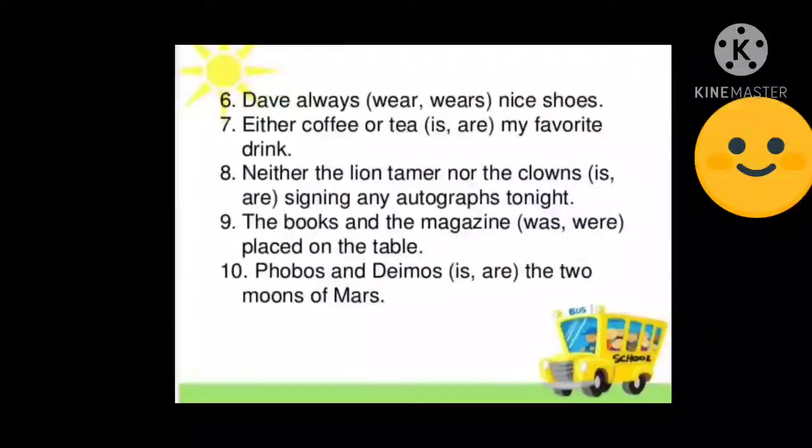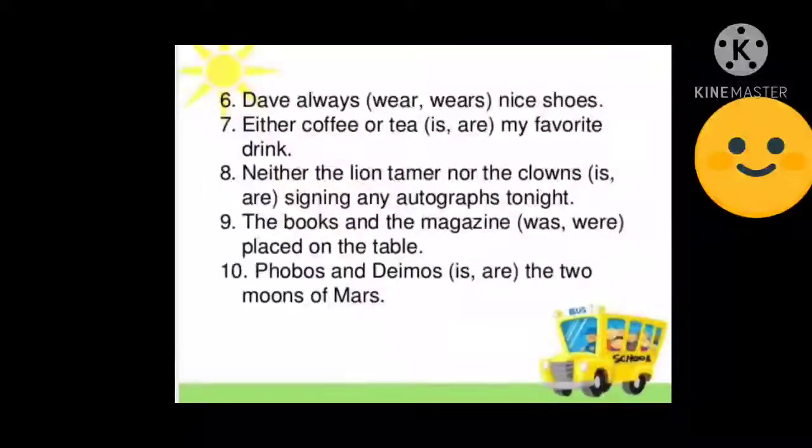Neither the lion tamer nor the clowns. This is also the same. Two subjects are connected by neither nor, and we have to consider the nearest subject, that means the one that comes after nor. What is that? The clowns, which is plural, so we go with the plural verb. So, neither the lion tamer nor the clowns are signing any autographs tonight. The books and the magazine. Here two individual subjects are connected by and, so we go with plural.